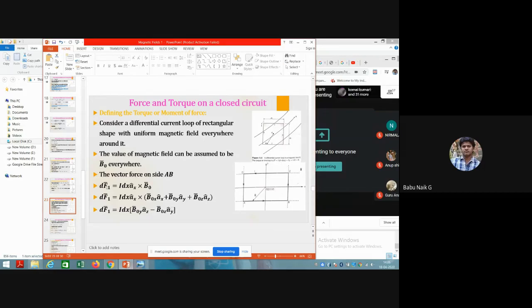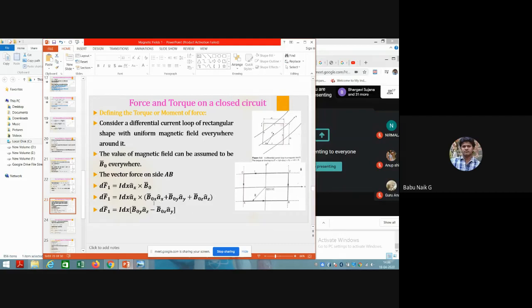Now let us calculate the vector force on the AB length, which is the differential force dF1. The current is flowing through this one along the x-axis, so AB is dx. Which direction does it have? The dx is in the x cap direction, because this is the x-axis. Now the cross product with the magnetic field produced due to the current flowing through this A to B length, that is B bar naught, at the center of the origin.